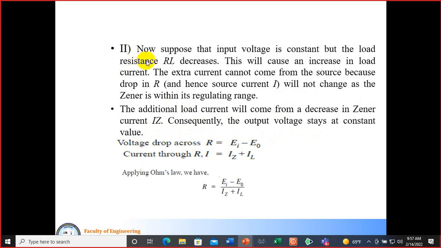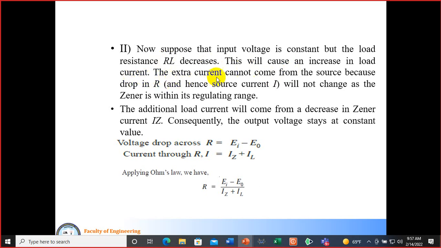Another case: now suppose that the input voltage is constant. In the previous case, the input voltage was variable. In this case, consider the input voltage is constant, but the load resistance RL decreases. This will cause an increase in load current. If the resistance decreases, current will increase, right? So this will cause an increase in load current.